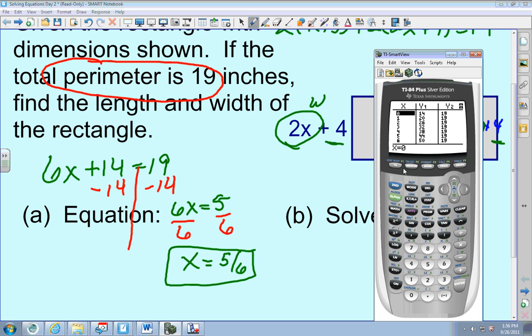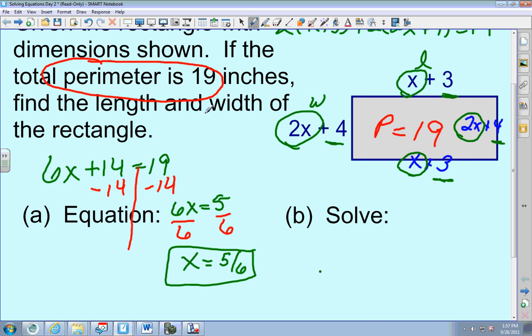So you can press second window and type in there what you want. So I'm going to type in there 5 divided by 6. Now press second graph. Look right here, y1 and y2 are both 19. That means I'm correct. But the only thing is, if you do it this way, make sure you go back to second window and type in 0 again, so that when you go back to your table, you're starting off at 0. Now, technically, we're not done because it says to find the length and the width.